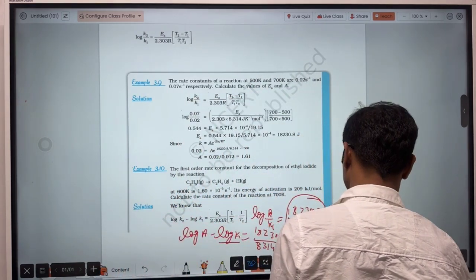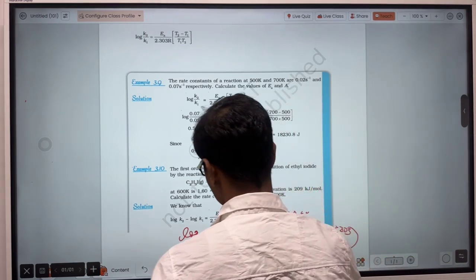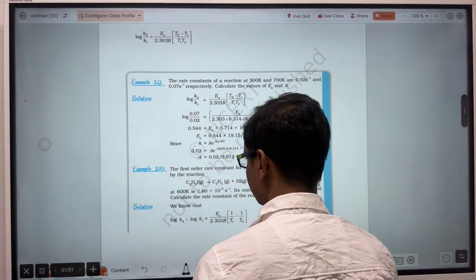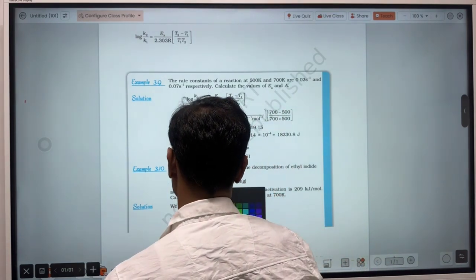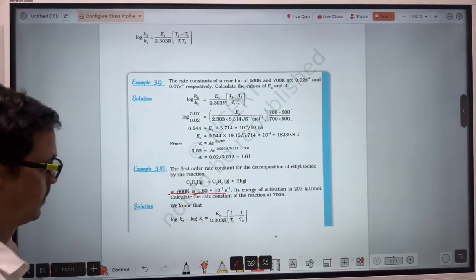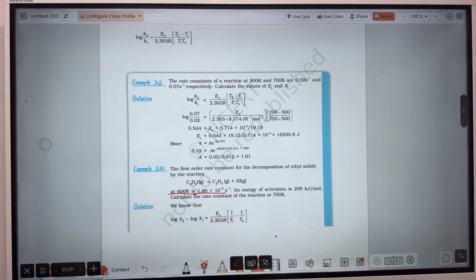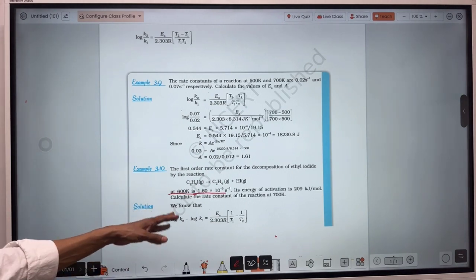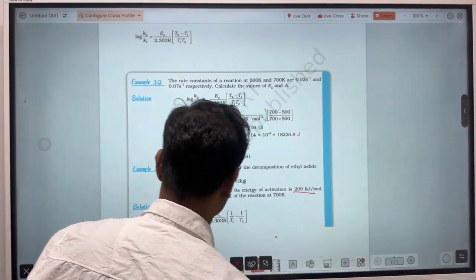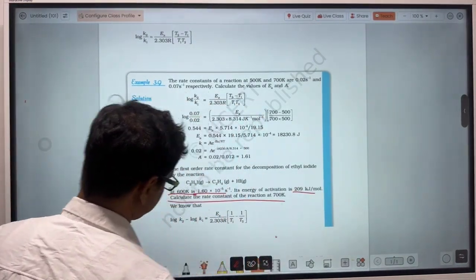Now let's see the second question. What is the second question? A first order rate constant for the decomposition of ethyl iodide by the reaction, this one, at 600 Kelvin is this much. Its activation energy is this much. The rate constant at this one is given.